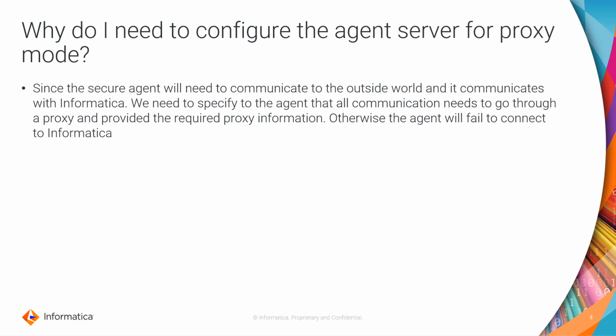But because you have this proxy and Informatica lives in the outside world, when the agent needs to communicate with Informatica, it needs to connect to the proxy. So you need to configure the agent server to know where the proxy is, what the IP address of the proxy is. If you need any authentication and authorization to connect to it, you need to set up all that configuration. In this way, you are forcing your secure agent so that all communications, all connectors, everything needs to go to the proxy first in order to reach any other server or the outside world.